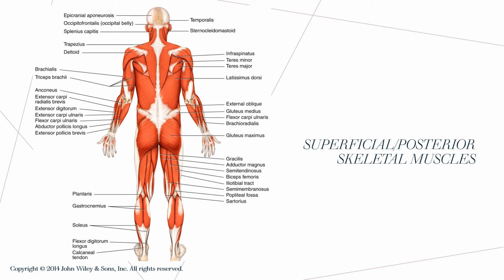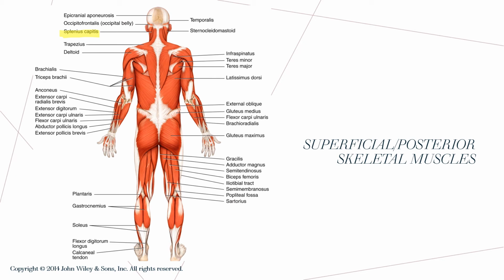Here, looking at the superficial but posterior skeletal muscles, we have a couple different ones. Here near the head, we have the splenius capitis. This is a deep muscle of the neck, and it originates from the lower half of the nuchal ligament and the spinous processes of the seventh cervical vertebrae, and it inserts onto the mastoid process of the temporal bone.